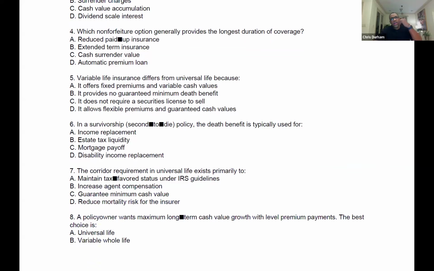Next. All right, number 5, variable life insurance differs from universal life because A, it offers fixed premiums and variable cash values. B, it provides no guaranteed minimum death benefit. C, it does not require a securities license to sell. D, it allows flexible premiums and guaranteed cash values.